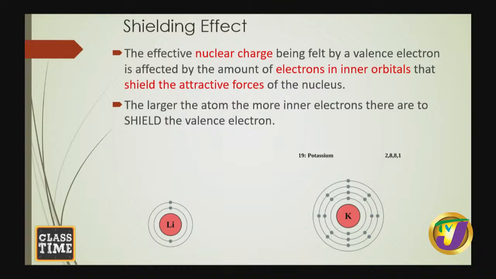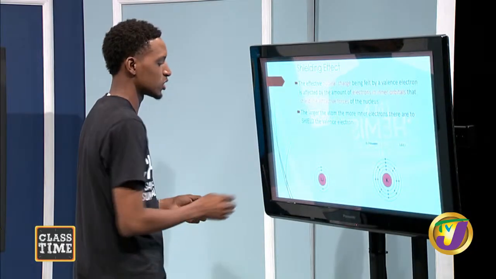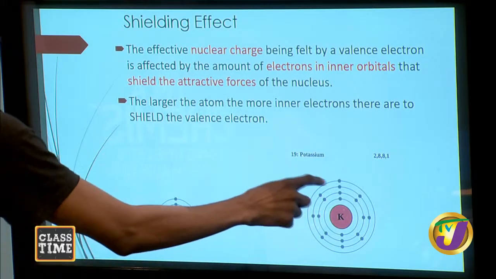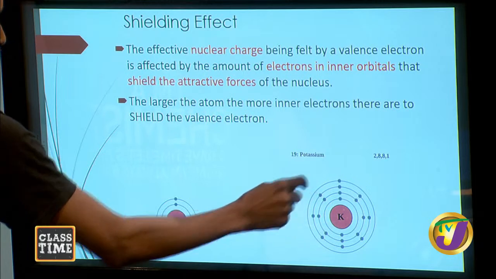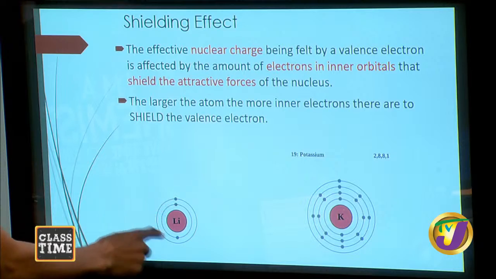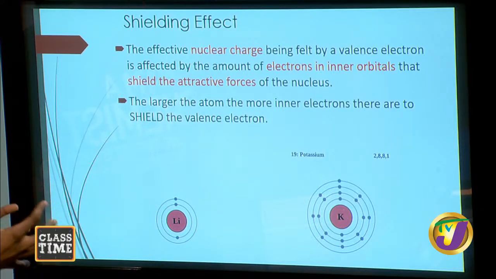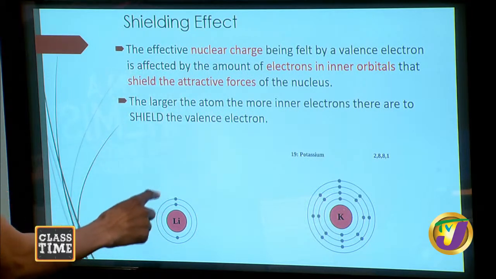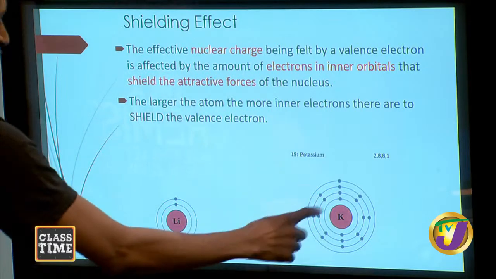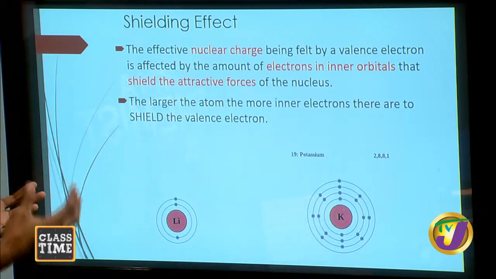So, with a big atom like potassium and a small atom like lithium, potassium is using up 4 energy levels, lithium is using 2. Let's focus on the valence electrons. With potassium, there are 3 energy levels in between the valence electron and the nucleus, while with lithium, there's just 1 energy level. These energy levels serve as shields. It shields the valence electron from the attractive forces of the nucleus. Thus, if you have more energy levels, you have more shields.